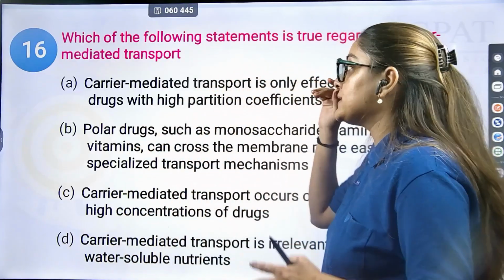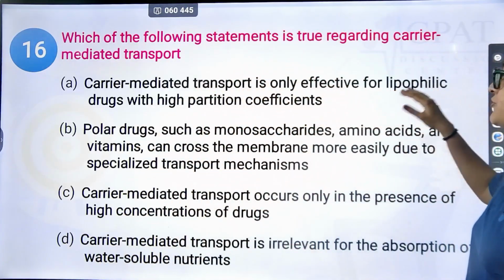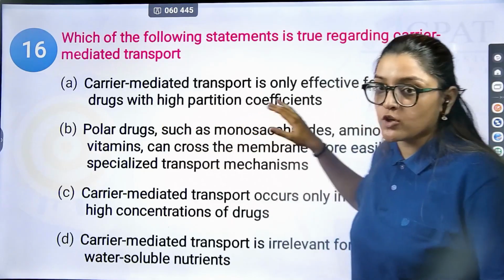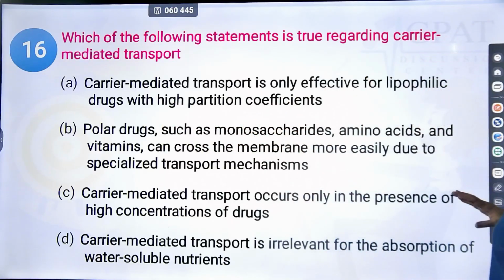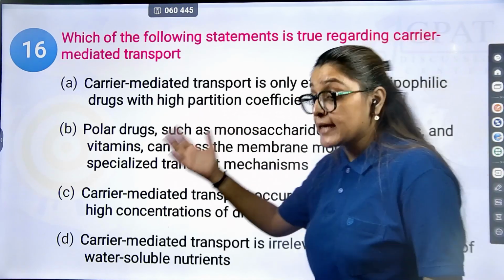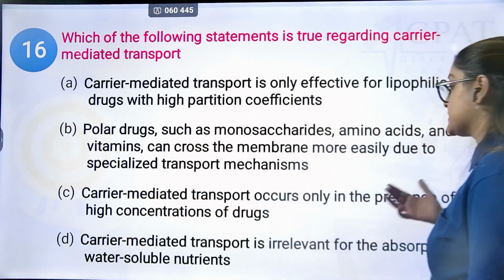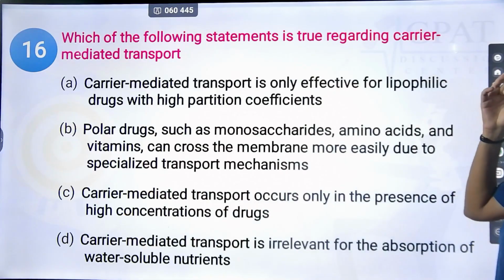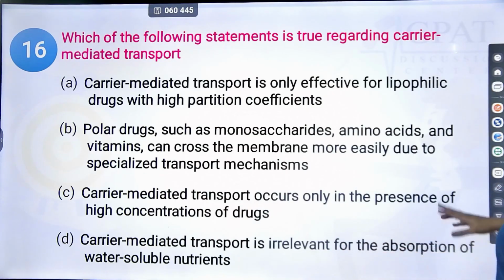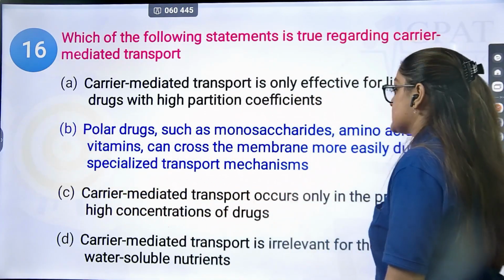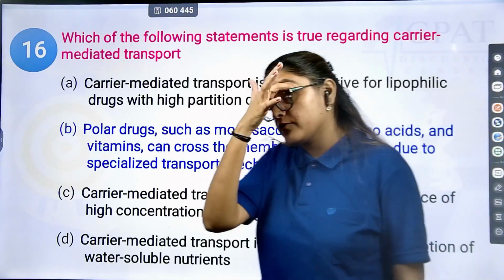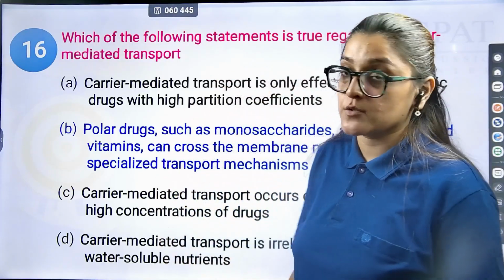Okay, so carrier mediated transport affects only the lipophilic drugs with high partition coefficient. Not at all. Polar drugs such as monosaccharides and amino acids can cross the membrane more easily with the specialized transports. Carrier mediated transport occurs in the presence of a higher concentration of the drug, or it is irrelevant for the absorption of water soluble drugs. So the most suitable answer will be option number B. Generally your vitamins are able to be transported with this carrier mediated transport easily.